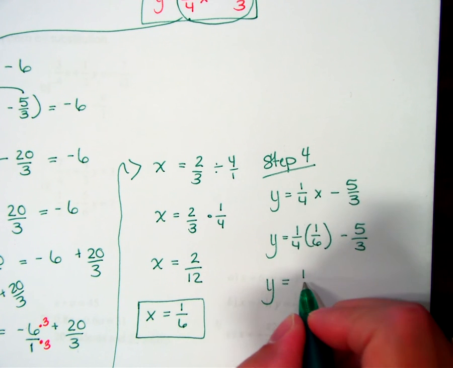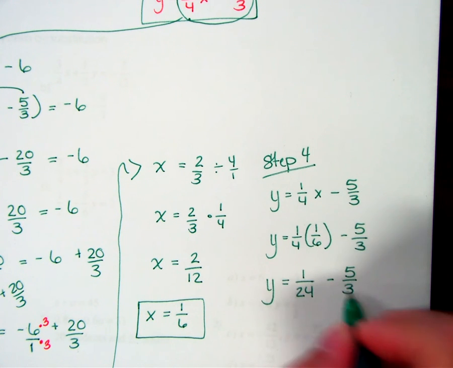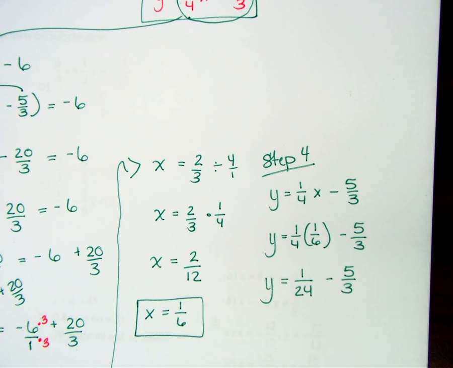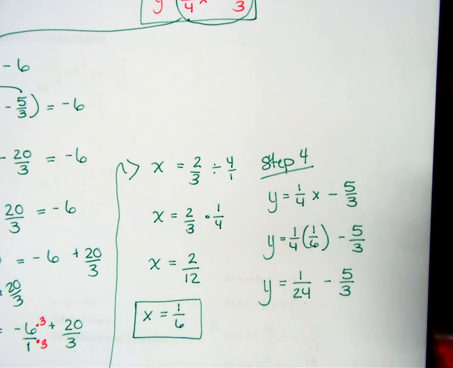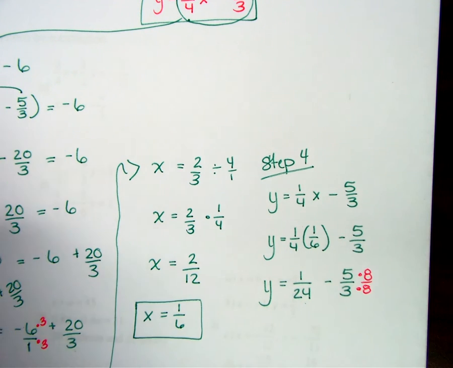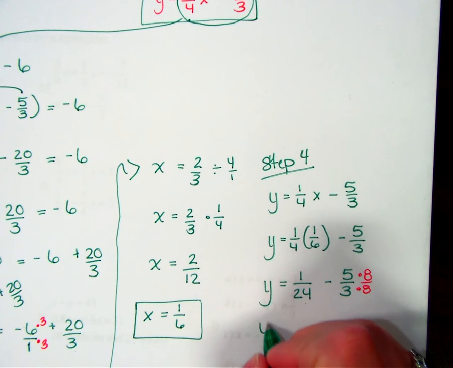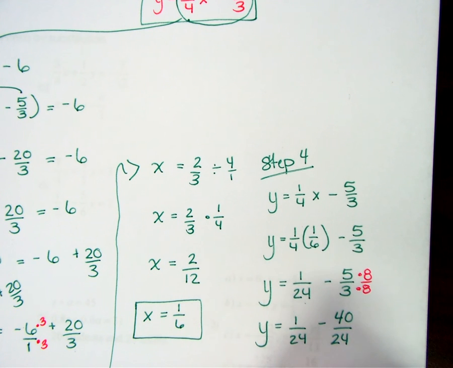So y is equal to 1/24 minus 5/3. Now, remember when we said when we're adding or subtracting fractions, we need a common denominator. So the common denominator is 24. I know I can times this 3 by an 8/8. So we're going to have y equals 1/24 minus 40/24. So y is equal to -39/24.